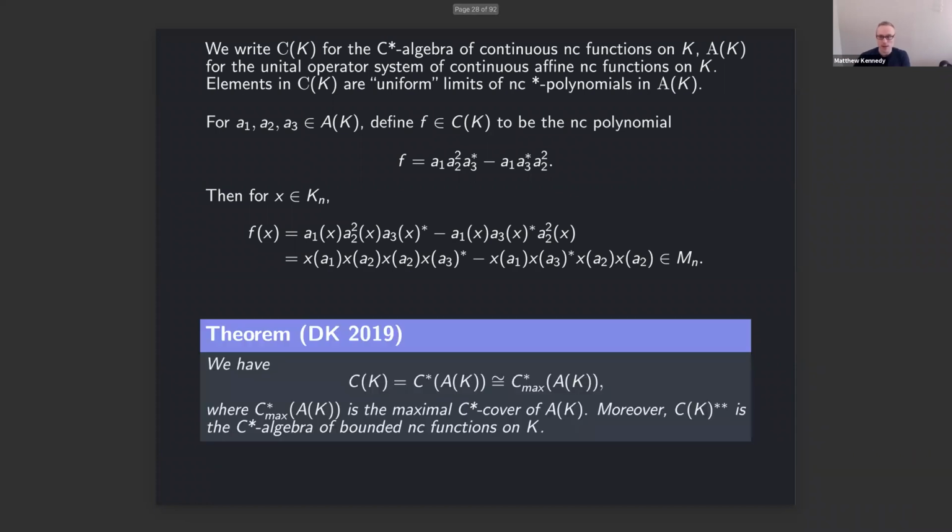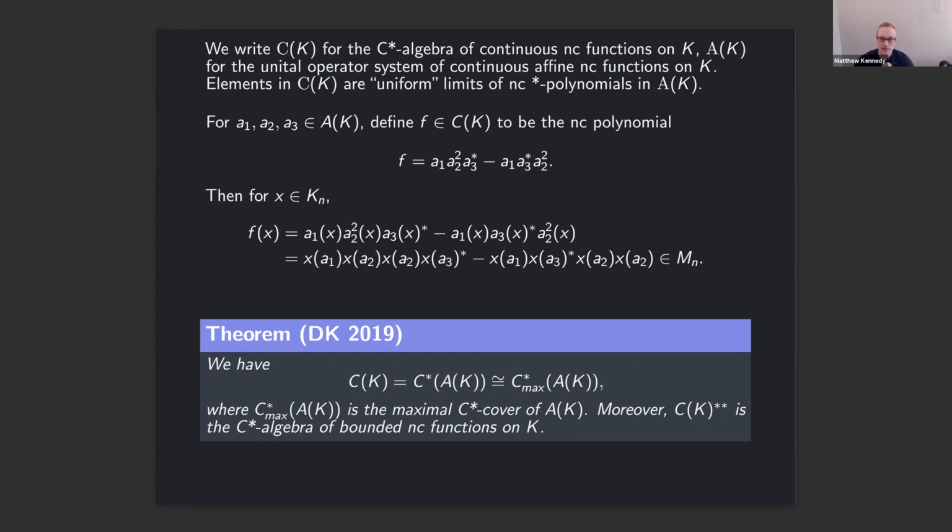Okay. And it turns out that we can really think of this C-star algebra C of K as these uniform limits of these non-commutative star polynomials. So this is a kind of non-commutative Stone-Weierstrass theorem in a very special case. It turns out that this algebra of continuous functions is exactly the C-star algebra generated by these affine NC functions A of K.